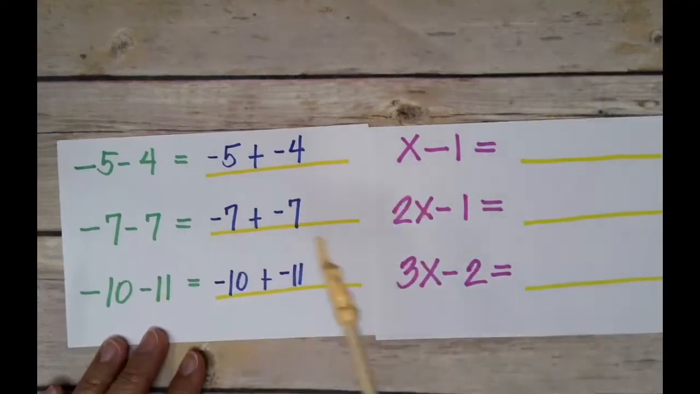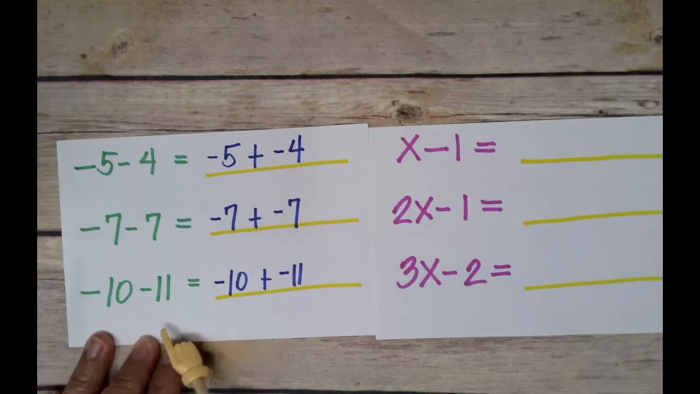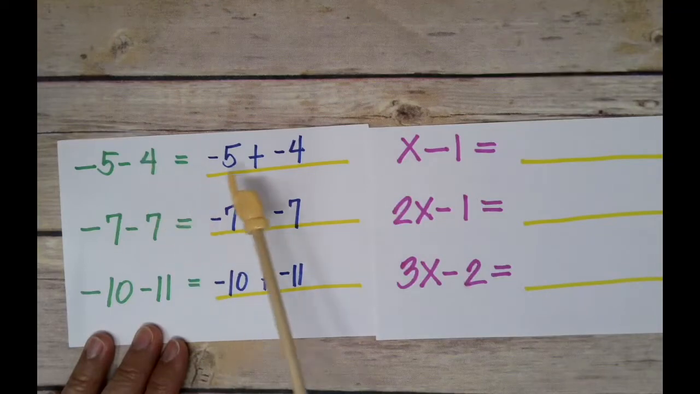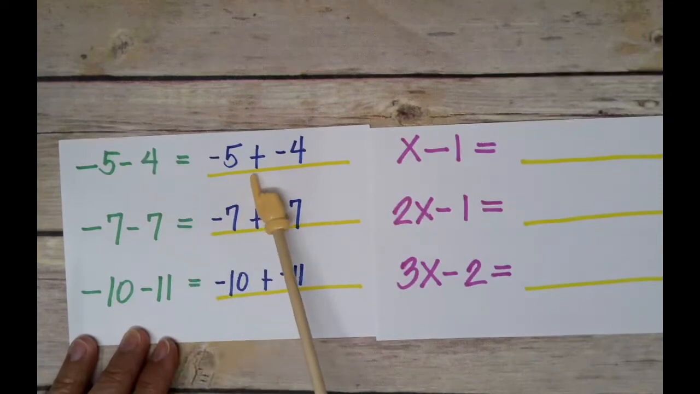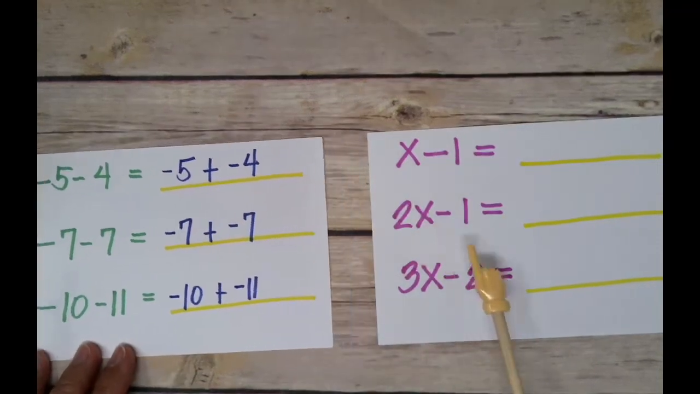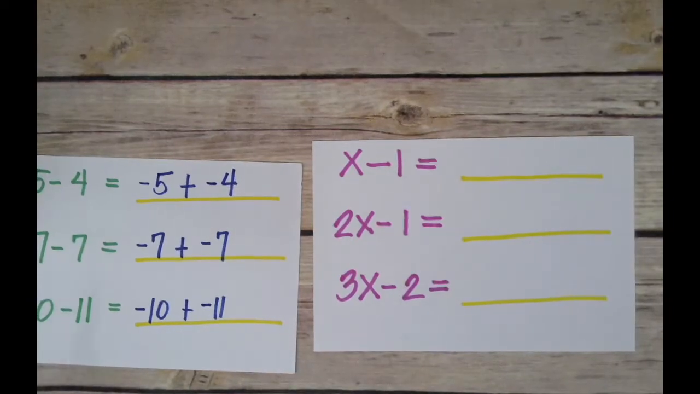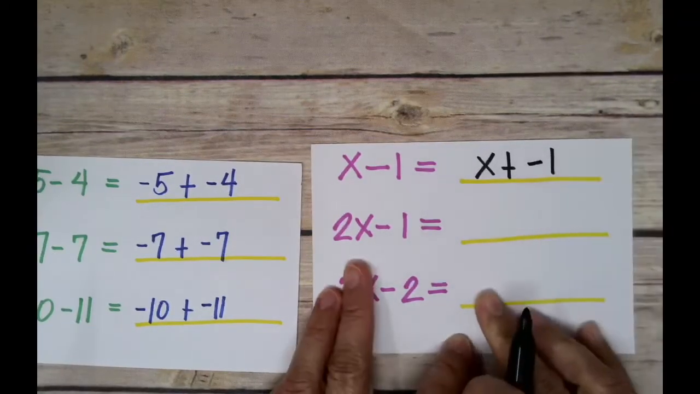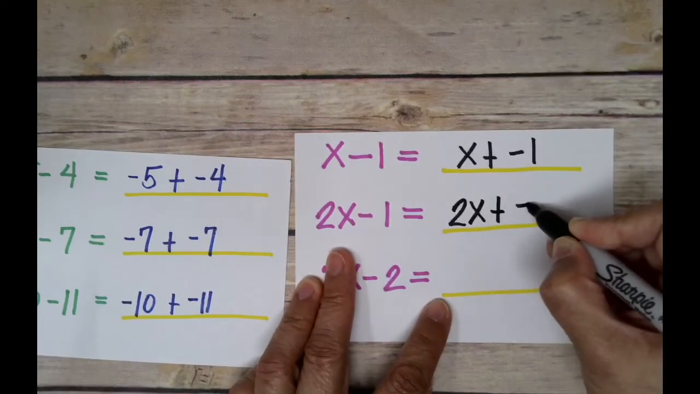From the subtraction of these numbers here from these minuends, we can see that when you're subtracting a positive number, that actually means adding the opposite of that positive number, like negative 5 minus 4 means negative 5 plus the negative of 4. So applying this concept in these algebraic expressions, we can say that x minus 1 is equivalent to x plus the negative of 1, and 2x minus 1 is equivalent to 2x plus the negative of 1.